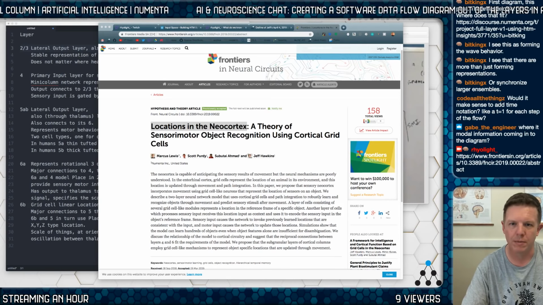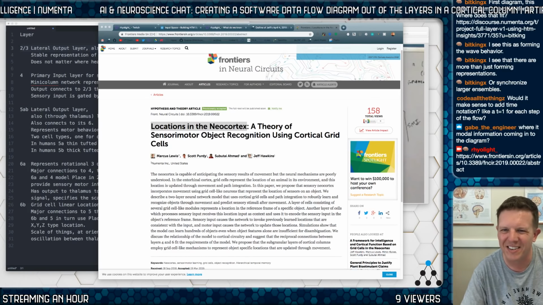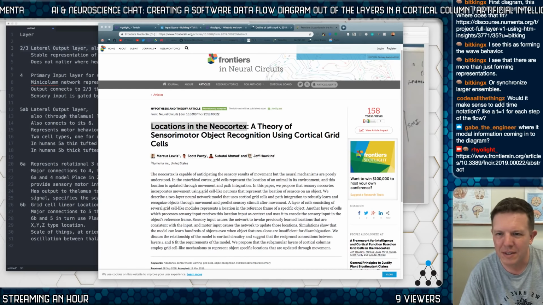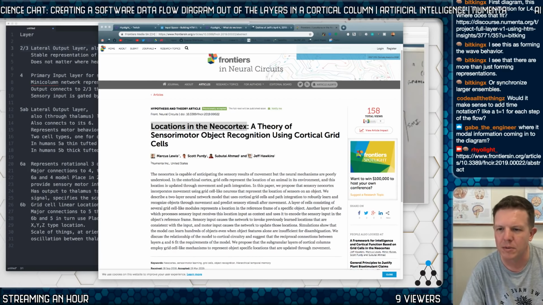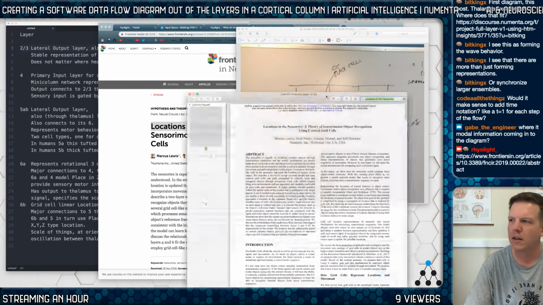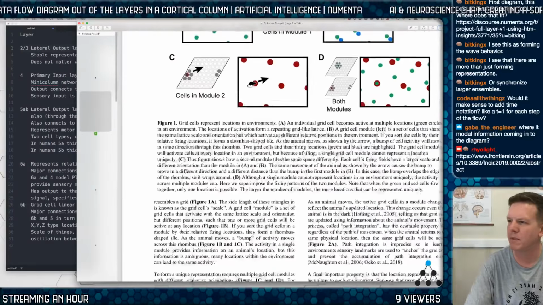Okay, hold on a moment. But there's some good diagrams in here. Here it is. No, that's not it. Where is it? It's using grid cells for coordinate transformations. There it is, columns plus. Okay, this may be an older version, but I imagine that the diagrams are probably the same.